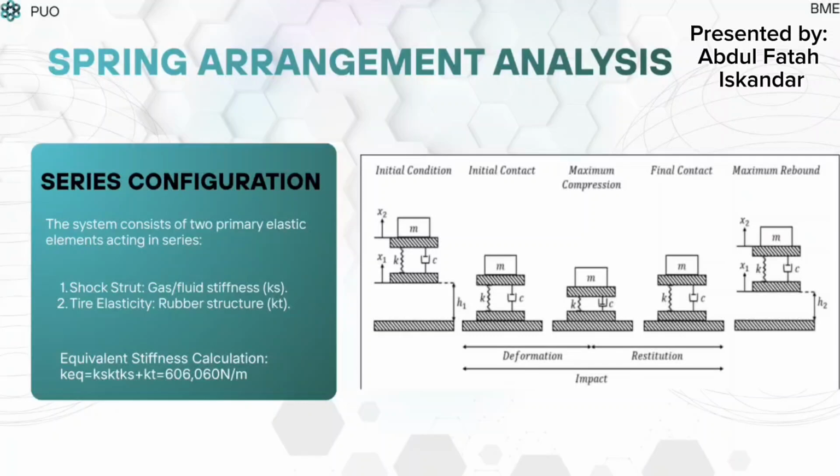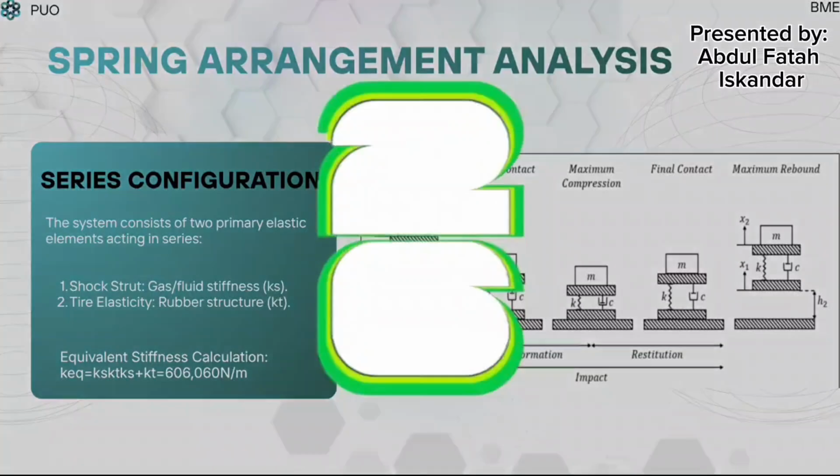So now we move on to spring arrangement analysis. Physically, our elastic elements operate in a series configuration. These components are the main shock strut fluid compliance Ks and the structural rubber tire elasticity Kt. By calculating their combined equivalent stiffness, we find a total value of 606,060 Newton per meter. This arrangement is optimal because the softer tire acts as the first line of defense for small, sharp runway wrinkles, while the stiffer strut handles heavy landing deflections.